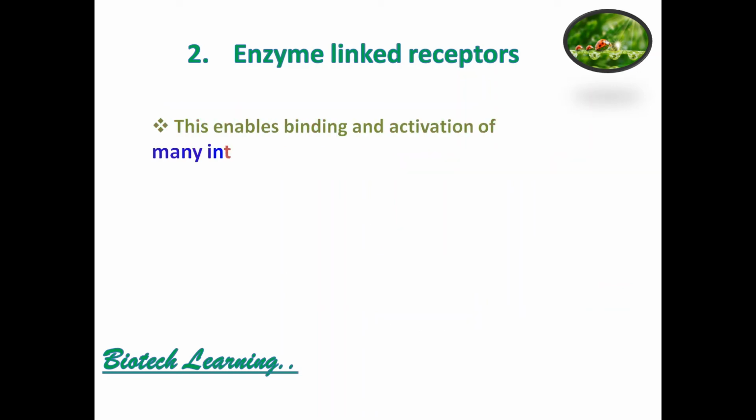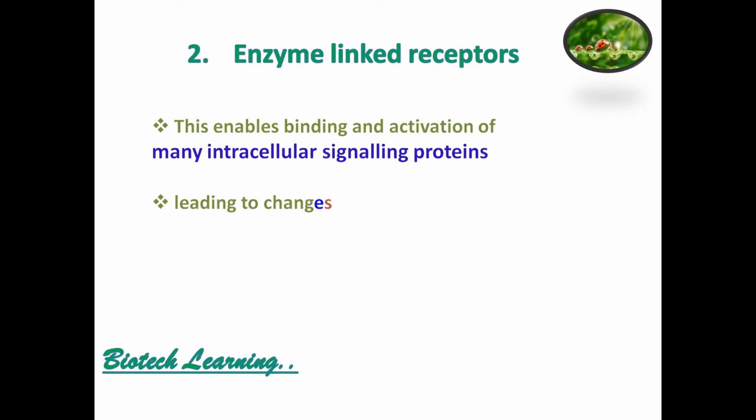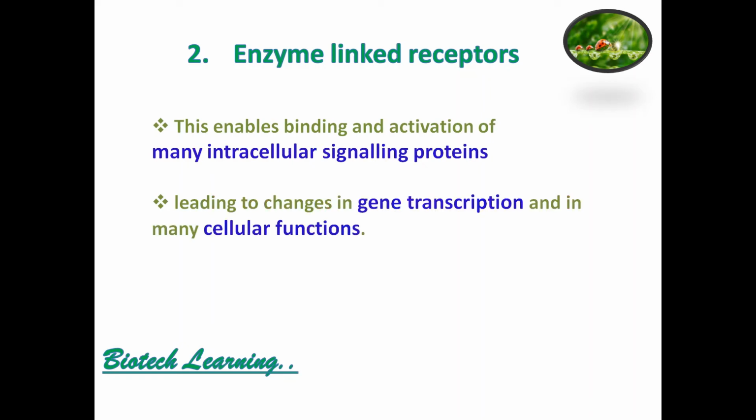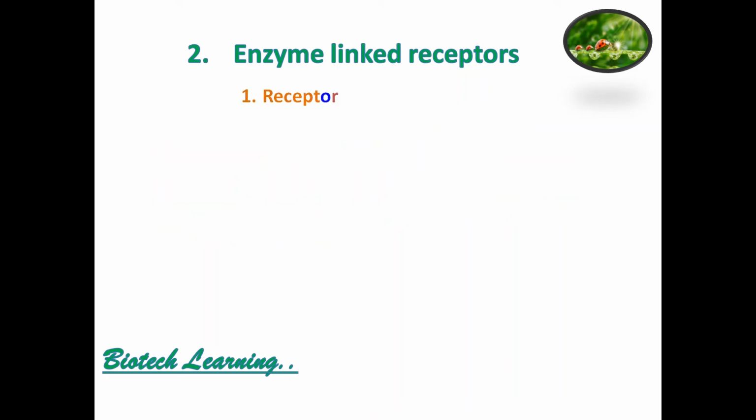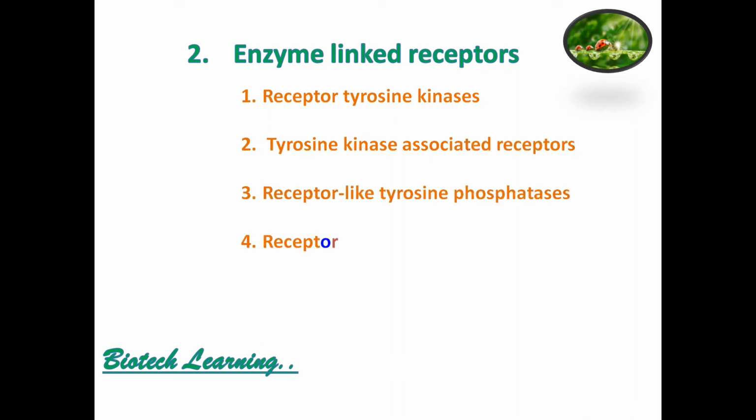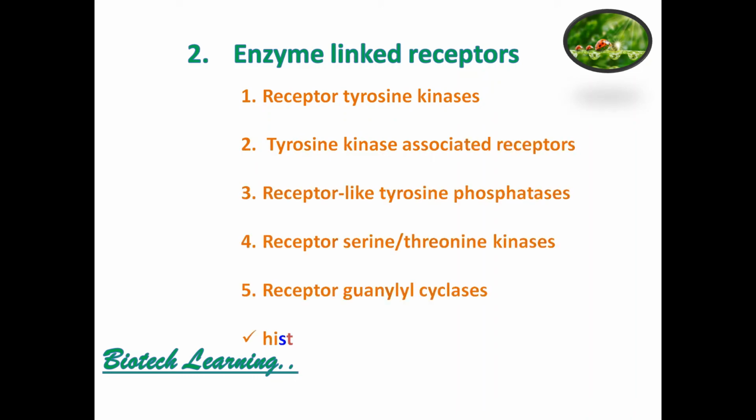So this enables binding and activation of many intracellular signaling proteins, and this leads to changes in gene transcription and many cellular functions. So let's see the various types or various families, 5 major families of enzyme-linked receptors.